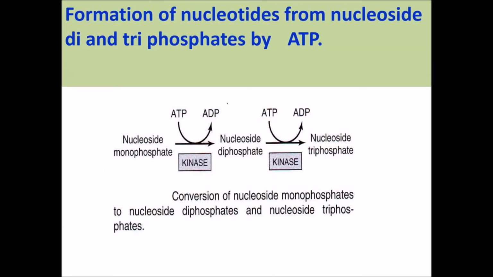Formation of nucleoside di- and triphosphates by ATP. See here, nucleoside monophosphate will undergo a reaction in the presence of kinase, utilizing ATP, and convert into nucleoside diphosphate. Again, kinase enzyme will act on it in the presence of ATP and form nucleoside triphosphate. Conversion of nucleoside monophosphate to nucleoside diphosphate and triphosphate is shown in this equation.